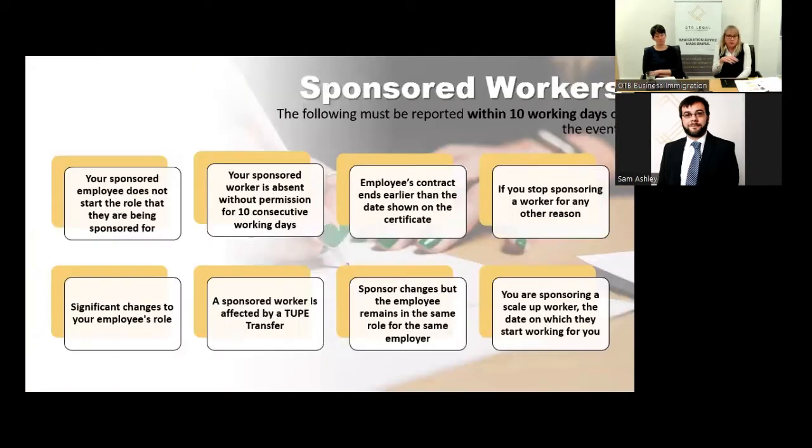So I am going to deal with changes that need to be reported within 10 working days. Now, the 10 working day deadline starts from the date of the event. So you'll see on the slide, if your sponsored worker doesn't start their role, so if they don't turn up for their first day of employment, that is the date of the event, and you need to report that 10 working days later. There may be circumstances where you need to report it, but you will continue to sponsor that worker if they've missed their flight, or where there's some compassionate reason why they've not started. But if they don't turn up, then you just need to report that within 10 working days.